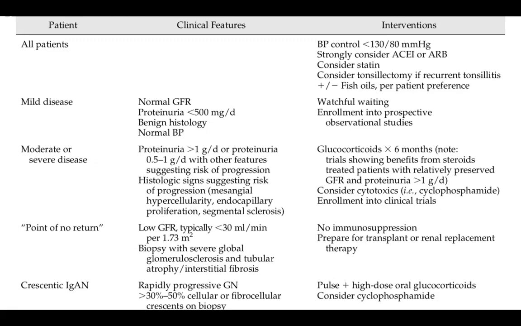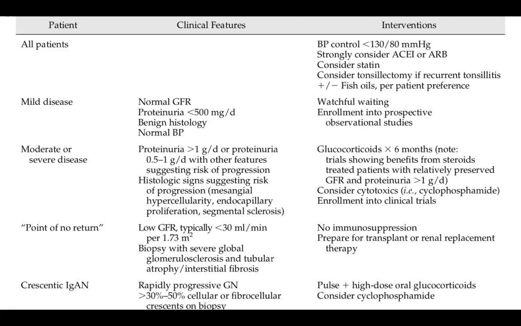So even though that patient has low GFR, that's not someone that I want to give high doses of immunosuppression for, because the likelihood of turning that around and getting her back to healthy kidney function is low. So that's what we call the point of no return.